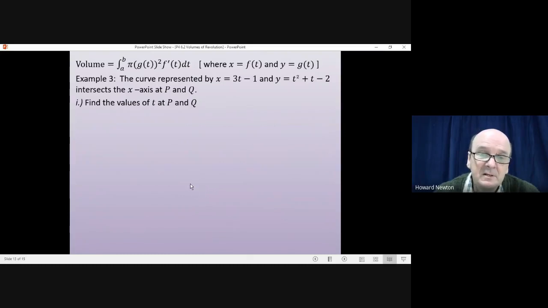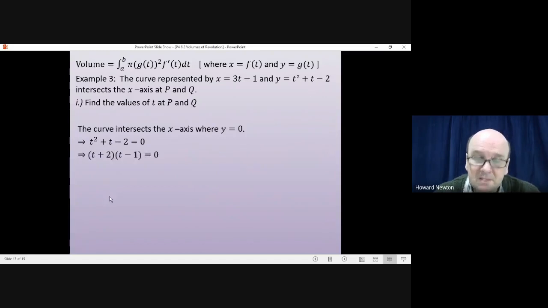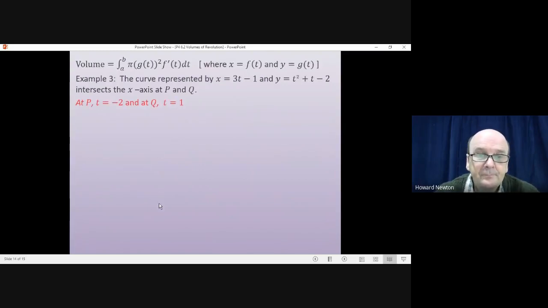Okay, let's have a look. So as we said, the curve intersects the x-axis where y equals 0. And if y equals 0, that means t squared plus t minus 2 must equal 0. That does factorize into t plus 2 times t minus 1. And that gives us two possible values of t equals minus 2 or t equals 1. That's what we've done so far.